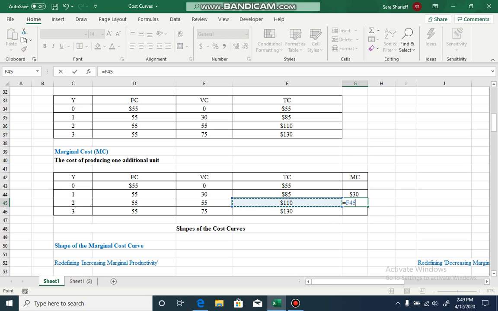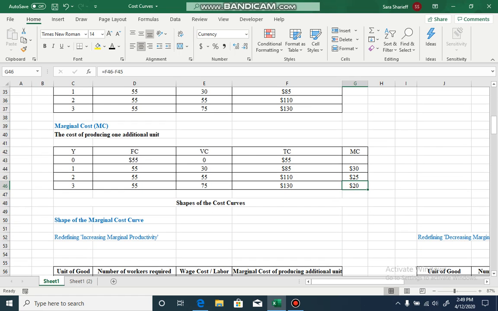What is the marginal cost of the second unit? Total cost of producing 2 units minus total cost of producing 1 unit, 25. What is the marginal cost of producing the third unit, an additional third unit? इसकी marginal cost क्या है? Total cost of producing 3 units minus total cost of producing 2 units. So this is your marginal cost, right? The cost of producing an additional unit.